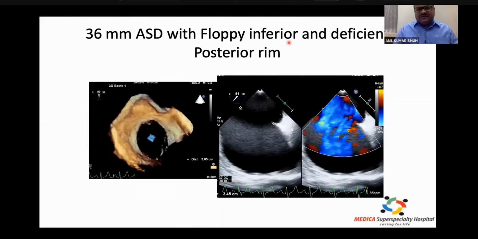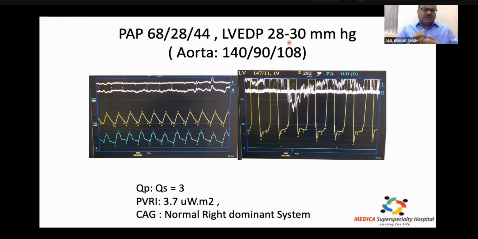So this was again a very challenging case in an adult lady with mildly elevated pulmonary pressure. On cath, we found the pulmonary pressure rather more than echo, 68/28 with a mean of 44. LVEDP was 28 to 30.